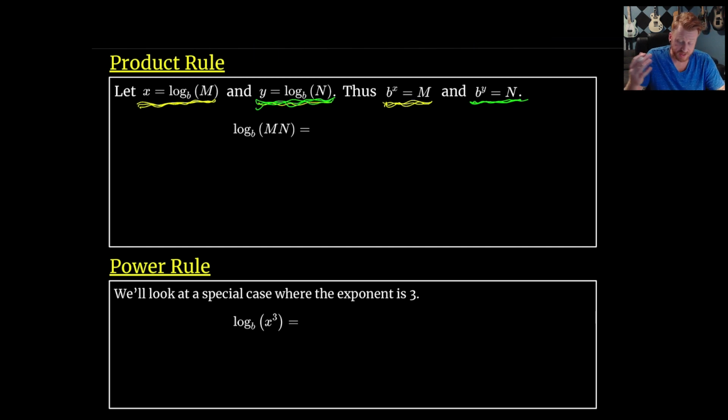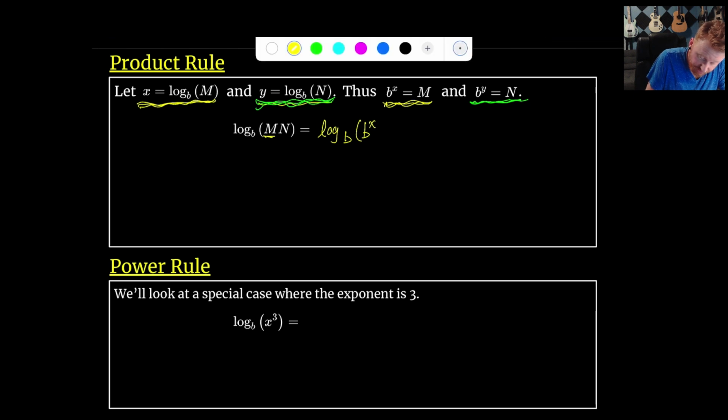So from there, we're just going to start with what we're claiming, that log base b of m times n is going to be equal, and we're going to do some algebra, and we're going to get what we claimed at the end here. So by the way I just defined things, I'm going to get log base b. I know that m is equal to b to the x, and I know that n is equal to b to the y. So I'll rewrite those in there like that.